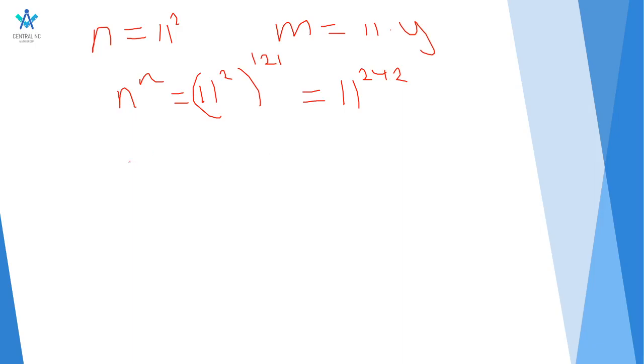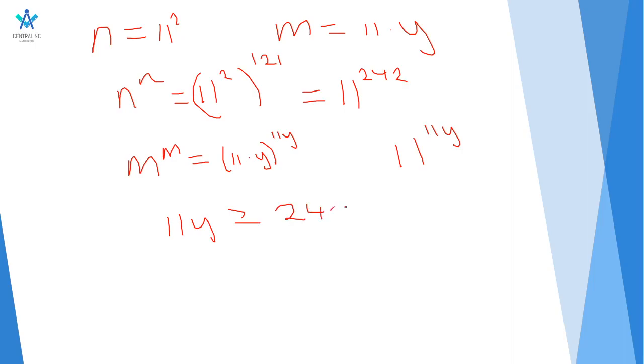So we know that m to the m is equal to 11 times y to the 11y. So just considering 11 here, we're going to have 11 to the 11y factors. All right, so we want 11y to be greater than or equal to 242, because in that case, n to the n will divide m to the m. Well, let's test this here. This would actually give us y is greater than or equal to 22.